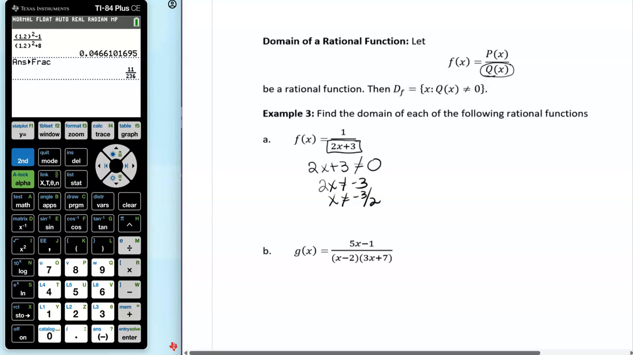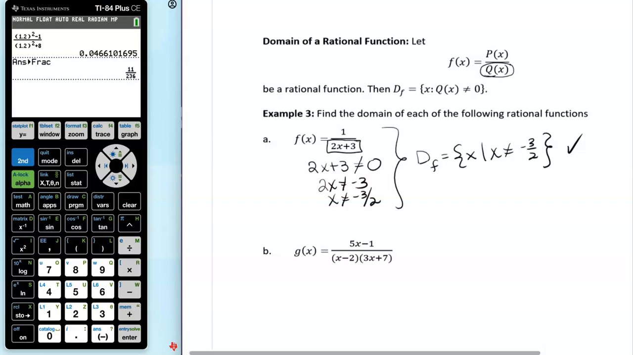So the domain is all of the x values except negative 3 halves. So the domain of this function is equal to x such that x does not equal negative 3 halves. We could also write this in interval notation.